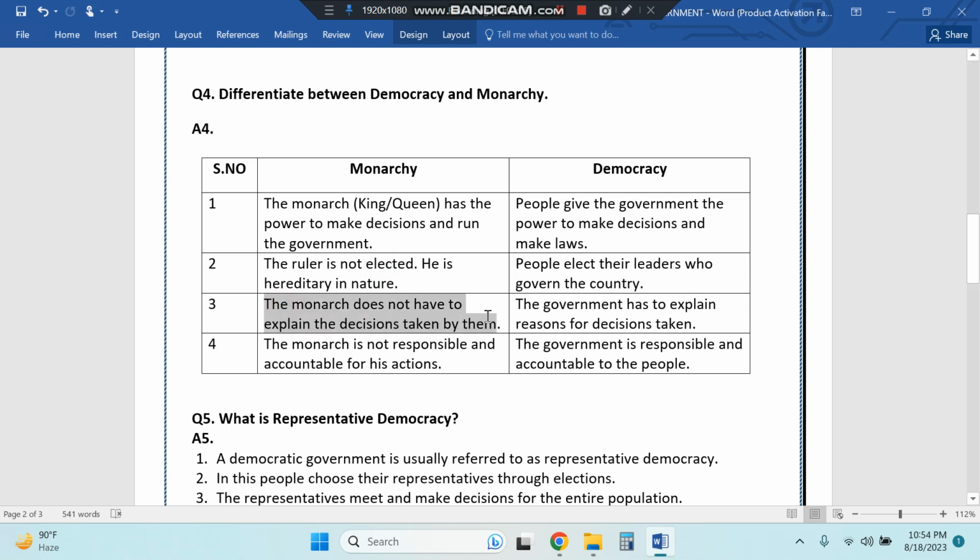A monarch is not accountable or answerable for his decisions. They don't have to explain them. A democratic government has to explain the reasons for taking any decision. So a monarch is not responsible or accountable, and a government is responsible and accountable.